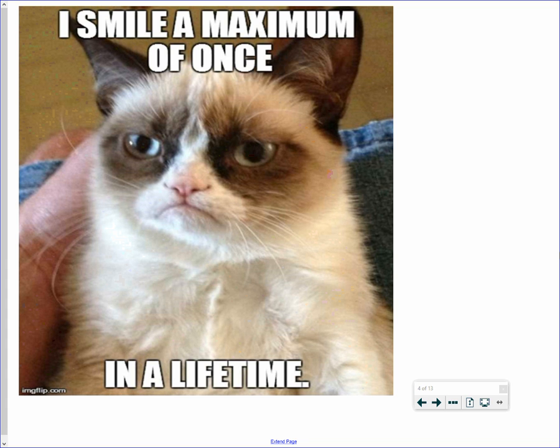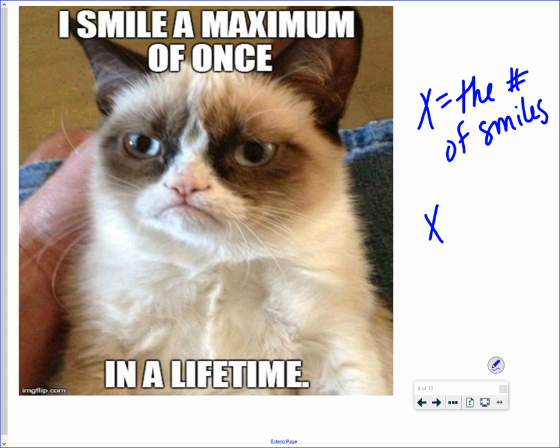For today's review, let's go through some of the problems we did yesterday, and then we'll do some new ones. So if we smile a maximum of once in a lifetime, let's say X is the number of smiles. And we could say X is less than or equal to 1 because maximum means that we have less than or equal to 1 time.